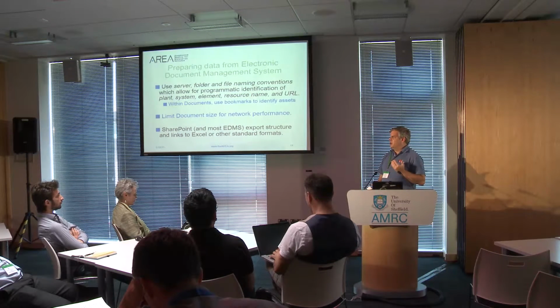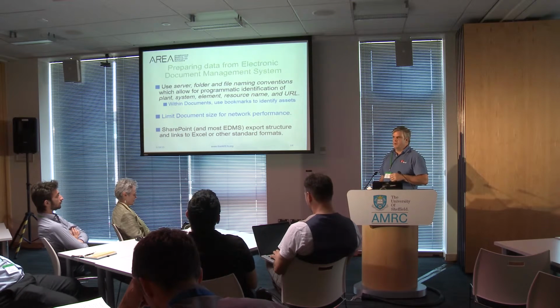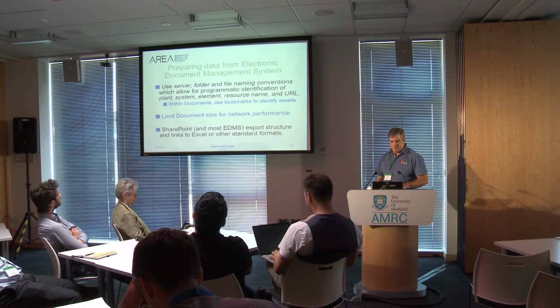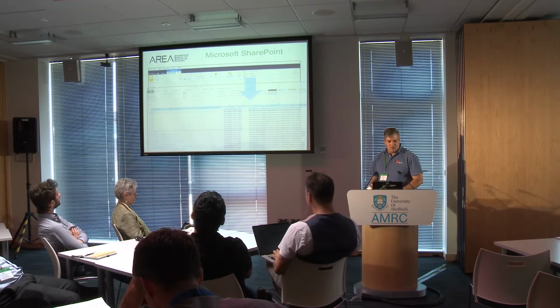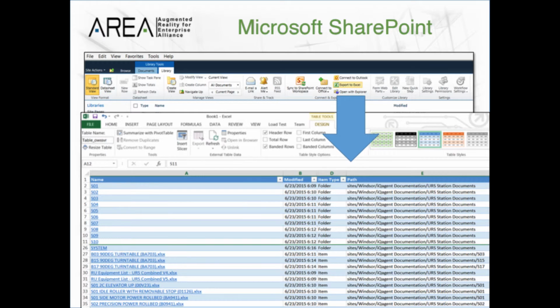SharePoint and most electronic document management systems will export directly into Excel or other standard formats. So if we have our naming convention done well, we can do this. So here we have Microsoft SharePoint. We can actually export that directly into Excel. It will give us our document names. It'll give us our path to this, and we can use this directly in our database.